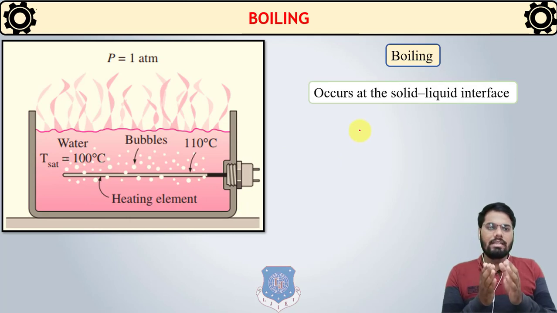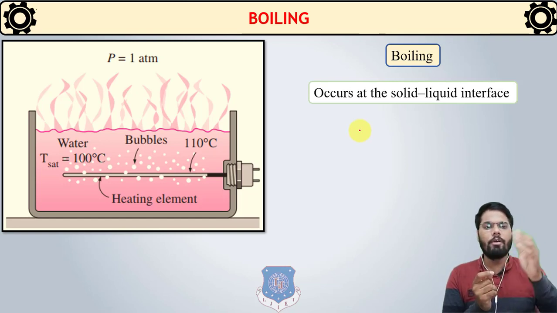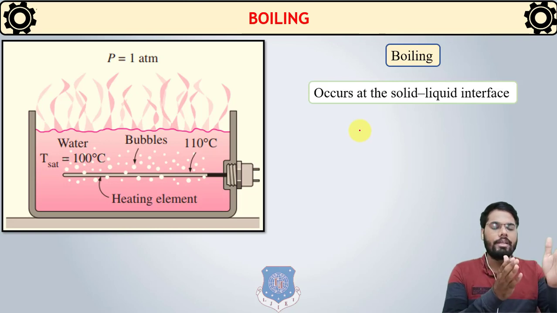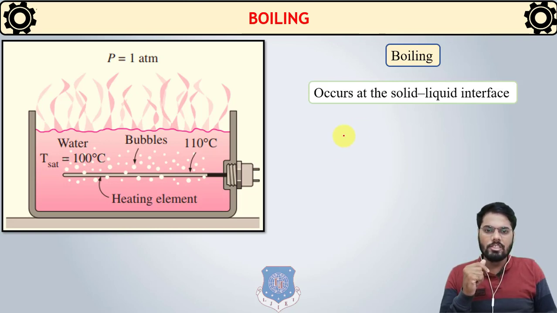Boiling generally occurs at a solid-liquid interface. There is a difference between boiling and evaporation. Boiling occurs at the solid-liquid interface, whereas evaporation occurs at the liquid-vapor interface. As you can see in this figure, this is one rod or heater. By applying current, the temperature of this rod may increase.